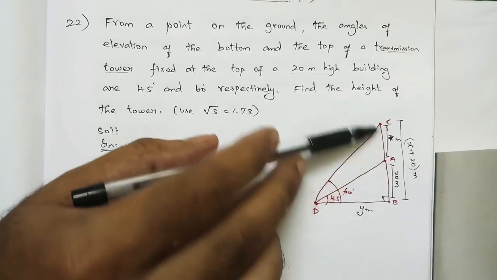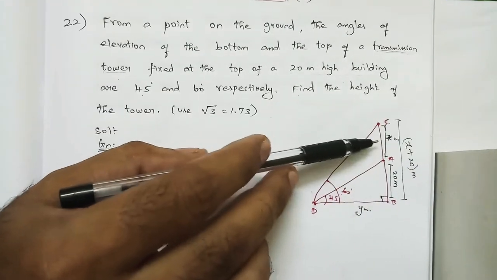What is x? x is the height of the transmission tower. That only we want to find. So we can find it.